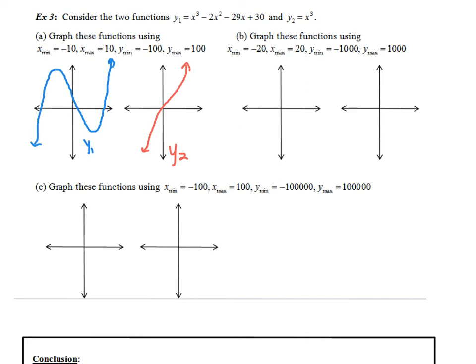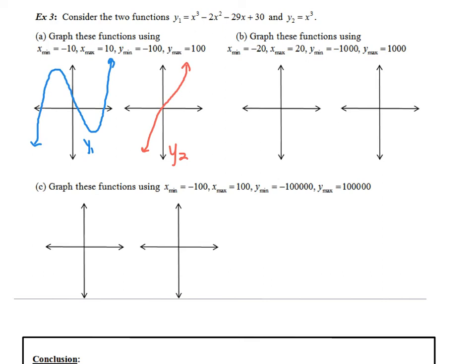Now look at how big we're making our y's. I want my y min to be negative 1,000, my y max to be 1,000, and how about if we count by 100 this time? So go ahead and make your graphs for both of these, so just hit the graph key.